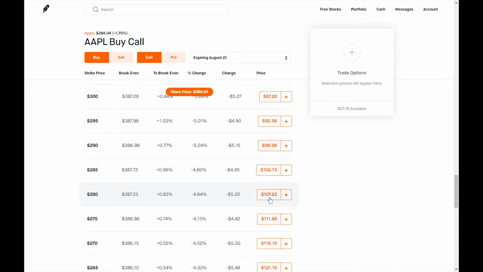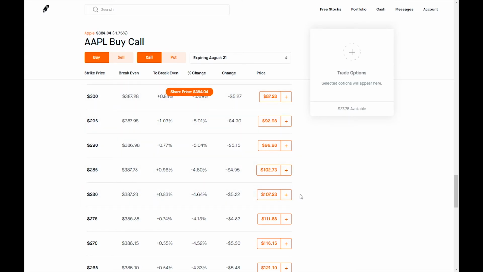$10,700. So the most you would lose is about $300, because remember, with a call, you have the right to buy 100 shares at 280. And then if the price just stayed at 384, you can just sell them back at 384. And then you profit that difference, but it's not really profit because you had to pay for the premium.